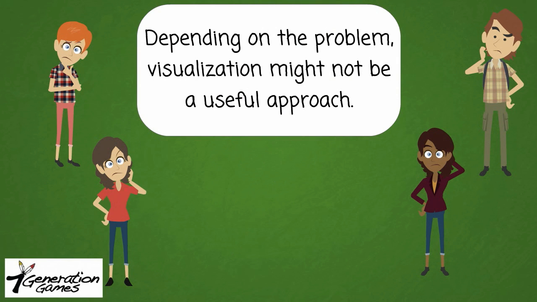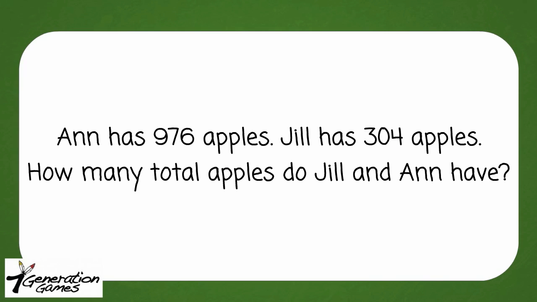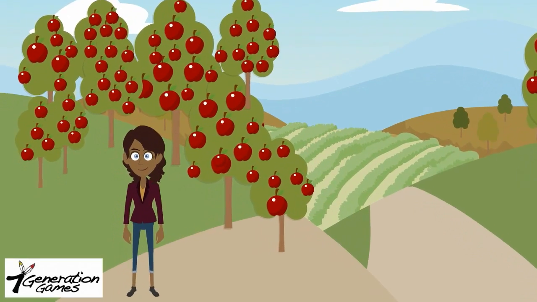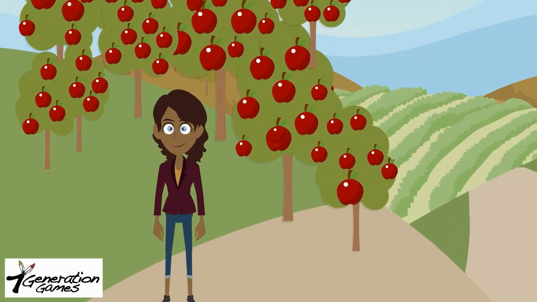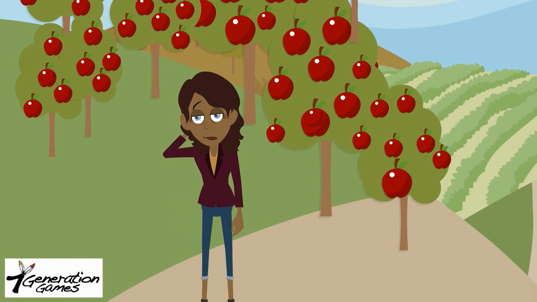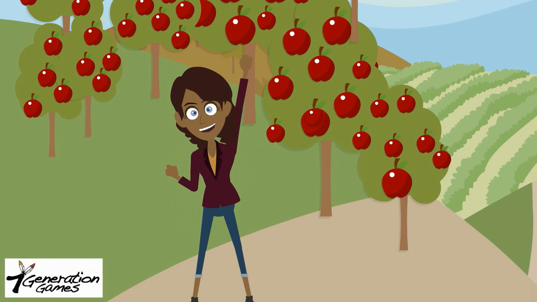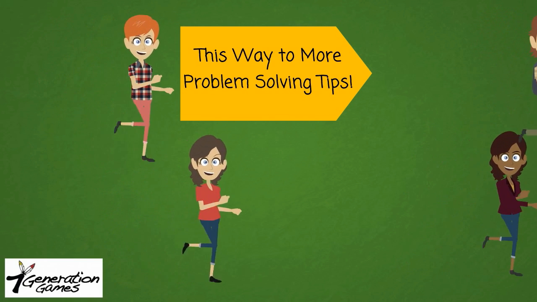Of course, just like most problem-solving tips, visualization doesn't work in every situation. For example, let's say we were faced with the following problem. Anne has 976 apples. Jill has 304 apples. How many total apples do Jill and Anne have? Does it make sense to try to visualize 976 apples? No, it makes absolutely no sense. So don't do it. Instead, move on and try another problem-solving tip.